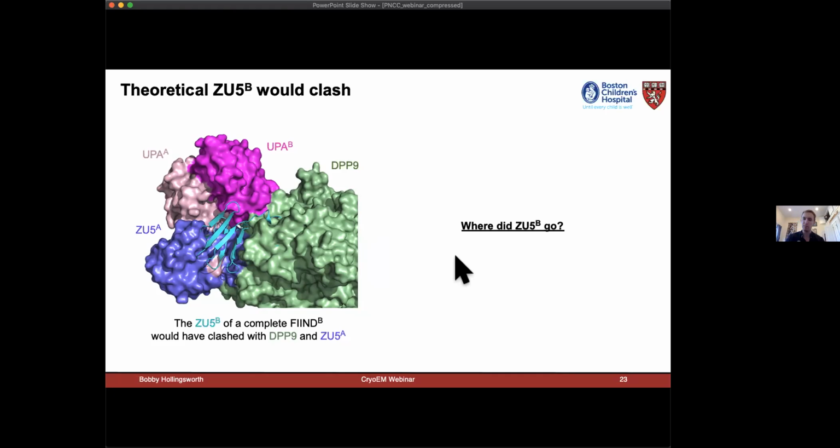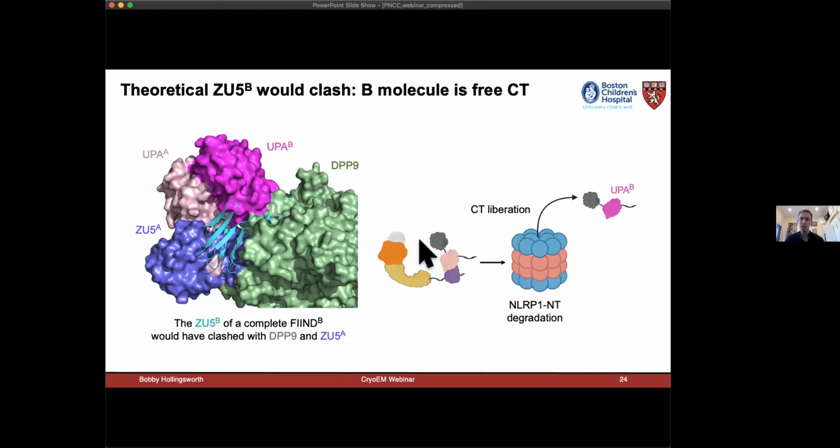Going back to the biology of the pathway, we knew that N-terminal degradation would lead to the degradation of the ZU5 and the rest of the N-terminus of NLRP1, and release these C-terminal fragments that basically only contain UPA and then the C-terminal CARD domain that we don't see in the structure.